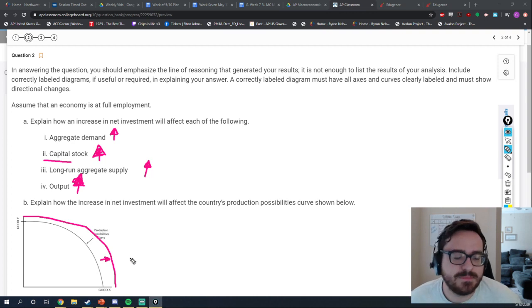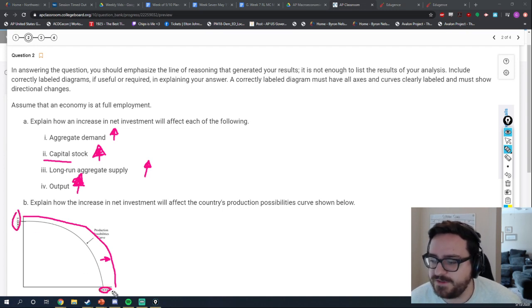That's what should happen. The production possibilities curve should shift outward as full employment output has now been increased. Full employment is now larger because, due to the increase in capital, this country could produce more of good Y and of good X. So that's a fairly simple FRQ that touches on some stuff from this past week as well as production possibilities curve.